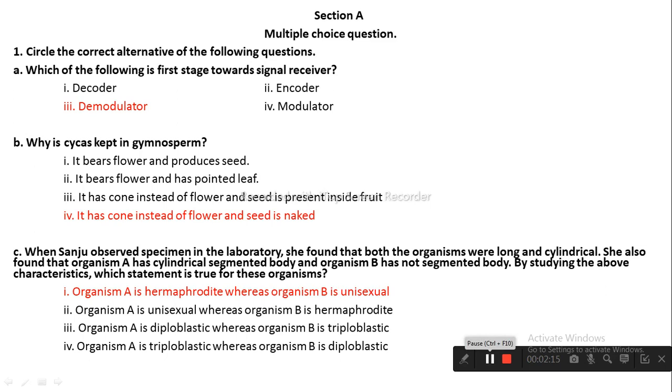Organism A has a cylindrical segmented body. That means the organism belongs to phylum Annelida, and we know that most of the organisms belonging to the phylum Annelida are hermaphrodite. Similarly, a long cylindrical unsegmented body is the main characteristic of Nemathelminthes, and we know that the organisms belonging to Nemathelminthes are unisexual.